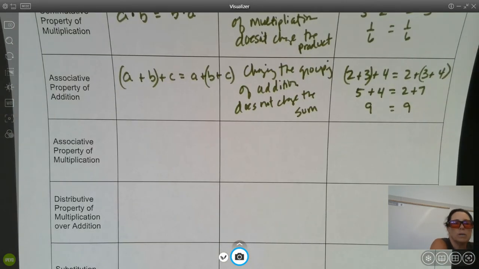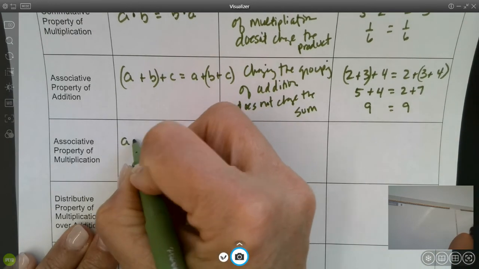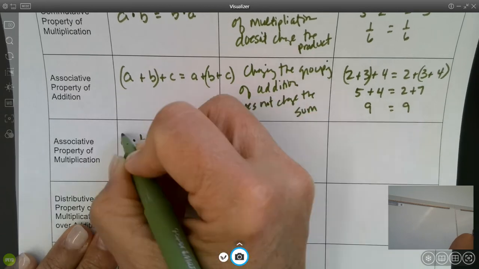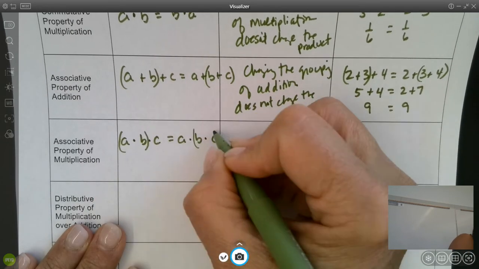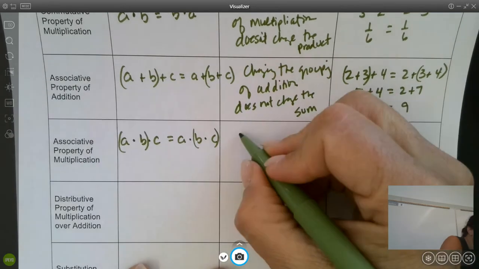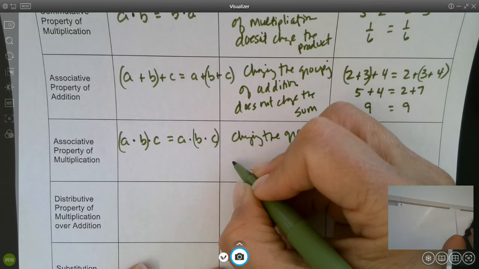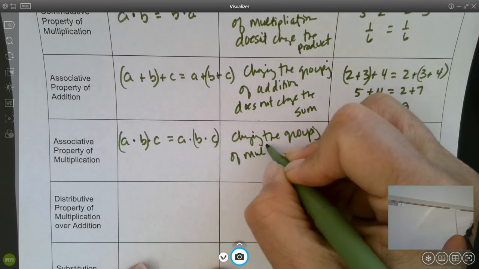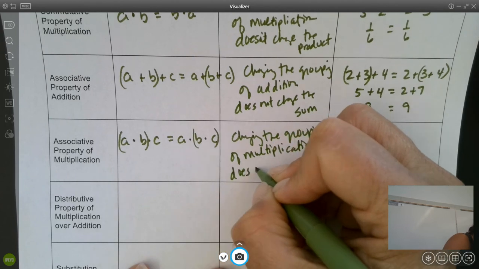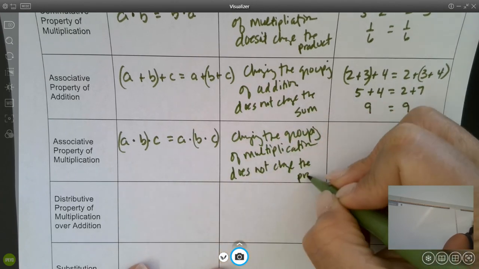The associative property of multiplication. It's a review of last module also. (A times B) times C equals A times (B times C). Grouping those together, grouping those together. So changing the grouping of multiplication does not change the product.